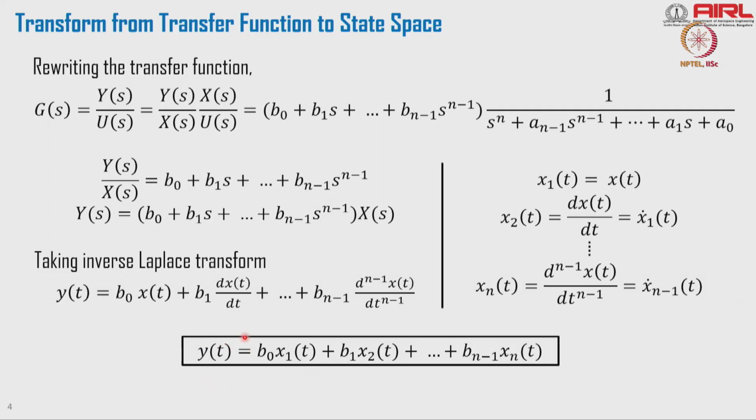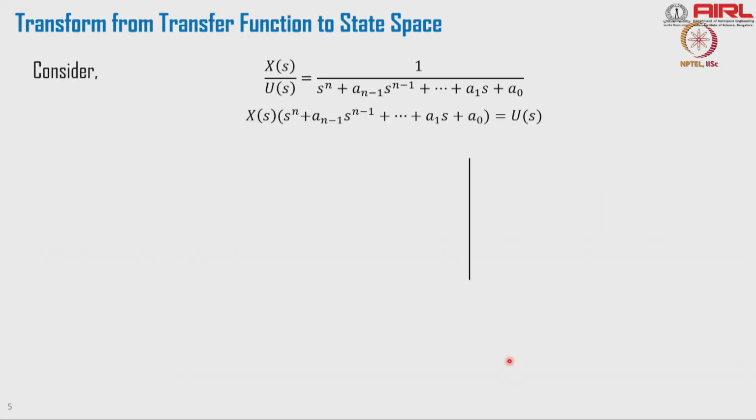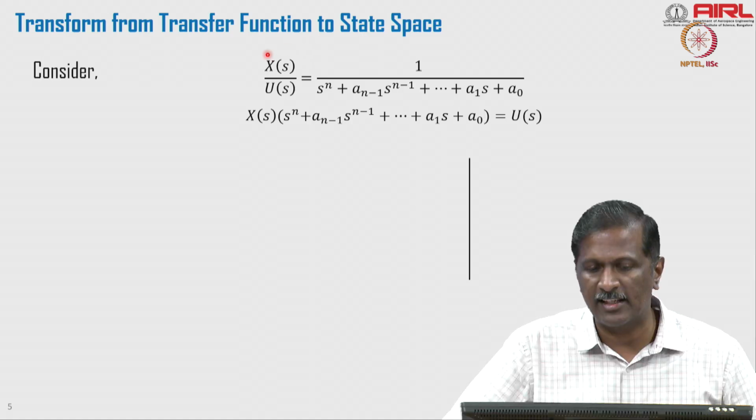So if I want to substitute this in this particular equation, then I can write y(t) is b_0 x1(t), because x(t) is nothing but x1, plus b_1 dx/dt, and dx/dt is nothing but x2(t), so b_1 x2(t), up to b_{n-1} d^{n-1}x(t)/dt^{n-1}, that's nothing but xn. So I substitute this xn, and I get the equation y(t) in terms of x here. There are n states here. Now I'm going to consider the second part of the transfer function, which is X(s)/U(s).